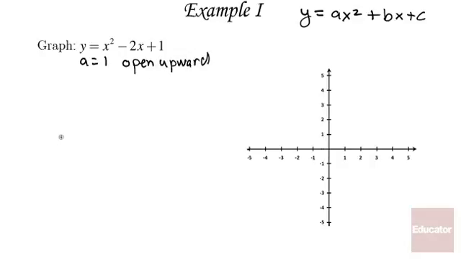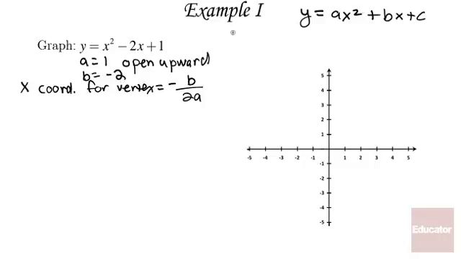The next thing I'm going to do is find the vertex. So the x-coordinate for the vertex equals negative b over 2a. I said that a equals 1, and I see that b equals negative 2 in this form, because it's in standard form. So that means that I'm going to have negative negative 2 over 2 times 1, which is going to equal 2 over 2, or 1. So my x value for the vertex is 1.